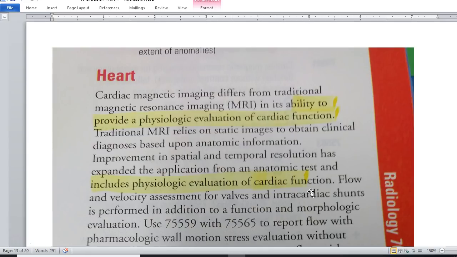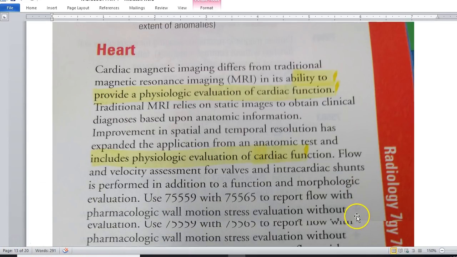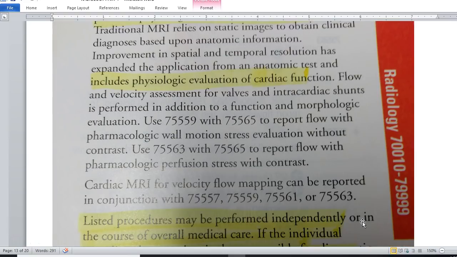So again, remember, physiology, how does it function? So we're looking at things like how do the valves function, how do the chambers of the heart function as a whole as well. And again, because technology has gotten better, now we're able to perform these tests easier. So it goes on to tell us what else it does. We can do things like flow and velocity assessment for valves and intracardiac shunts, performed in addition to a function and morphologic evaluation.